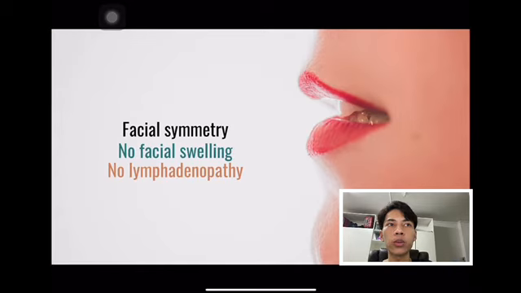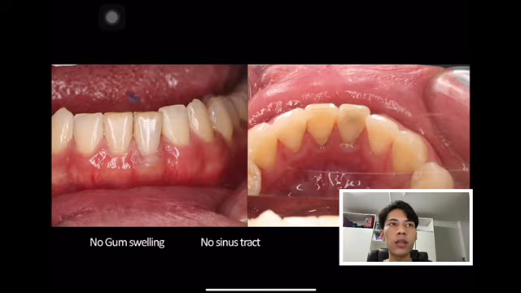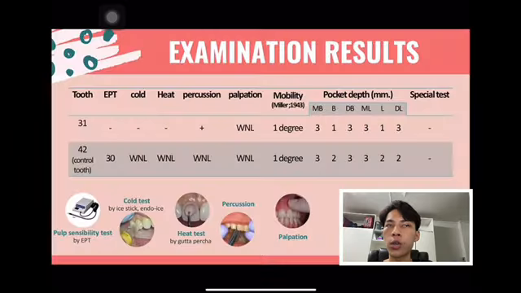Examination result. First, extra-oral exam: facial symmetry, no facial swelling, no lymphadenopathy. Next is intraoral examination: no gum swelling, but you can see the gum is pale, caused by the applied rubber dam. Tooth 3-1 has tooth discoloration to yellowish gray, no caries or tooth fracture.